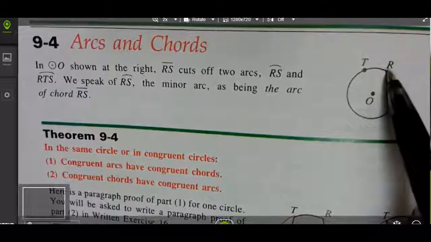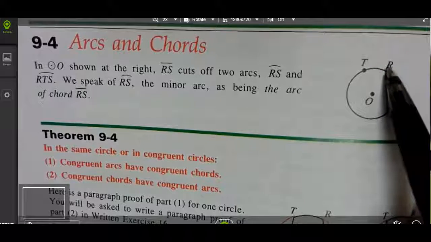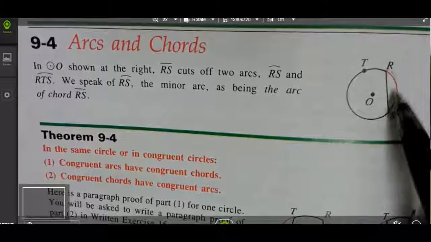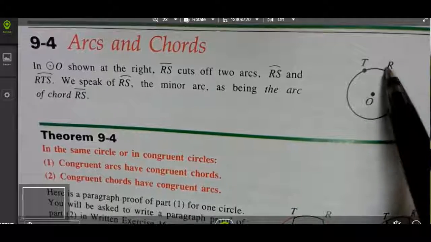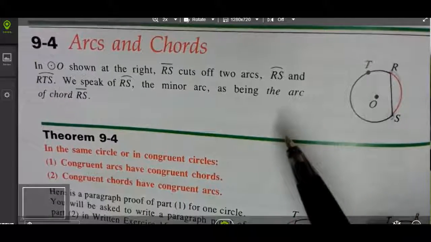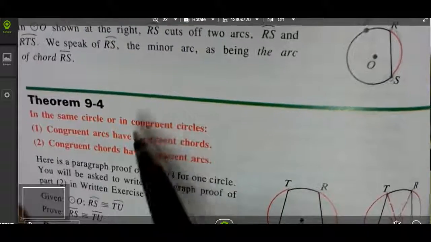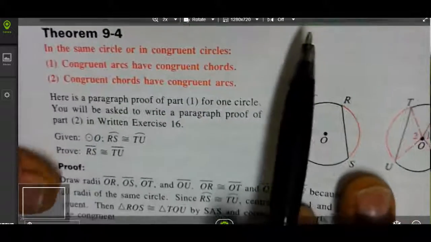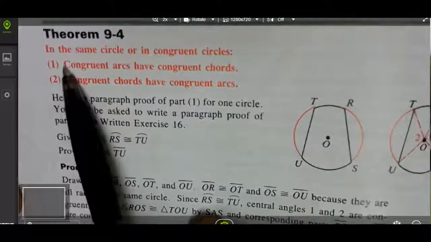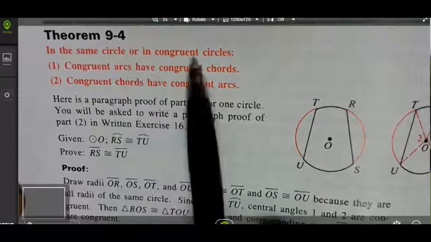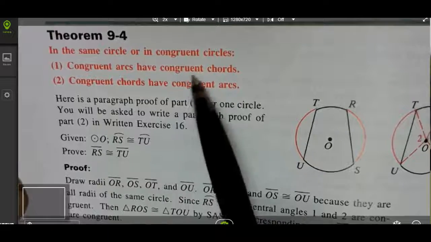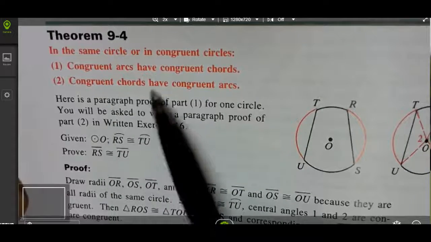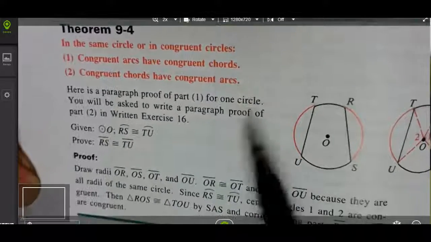Now, when a line or segment is drawn from R to S, which touches the circle in 2 points, that's a chord. In this lesson, we'll be working with three theorems. The first one says, in the same circle or in congruent circles, congruent arcs have congruent chords and congruent chords have congruent arcs.